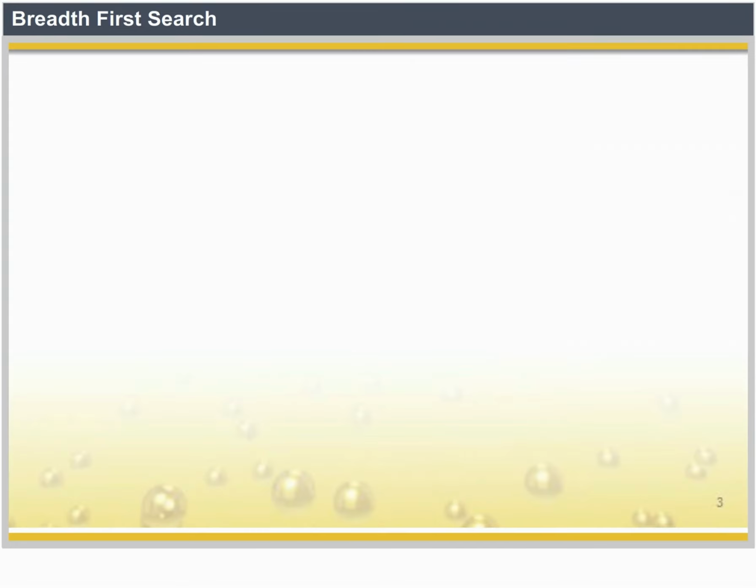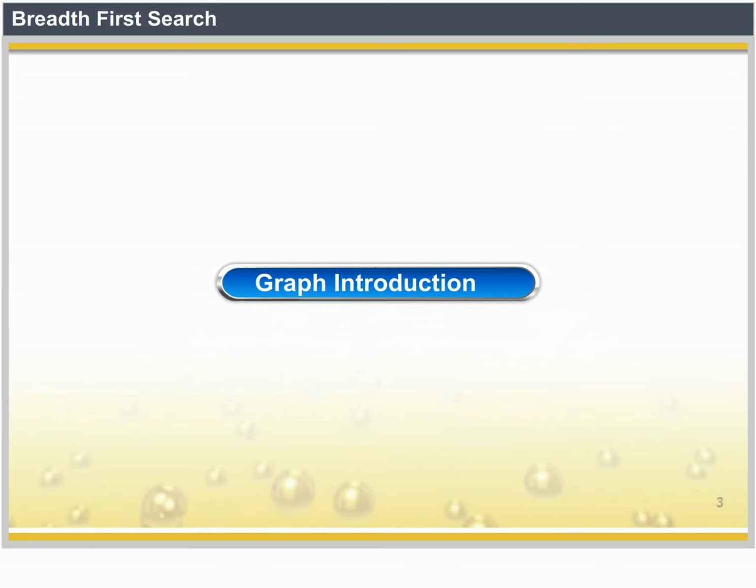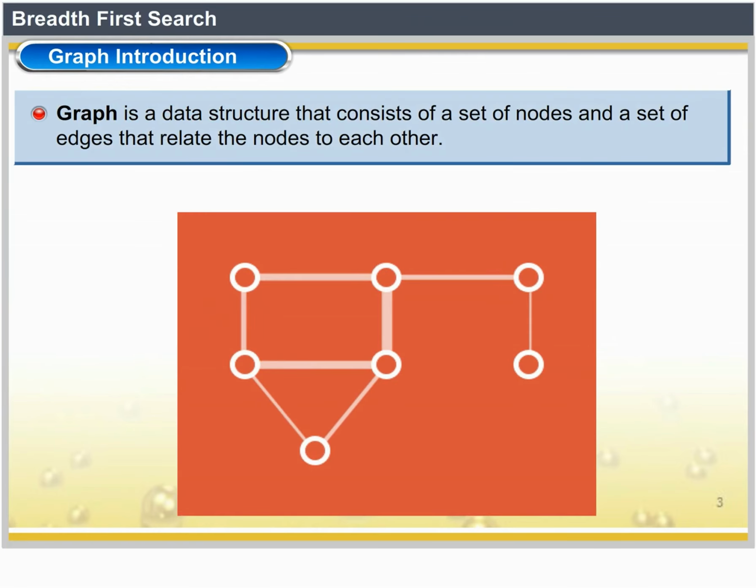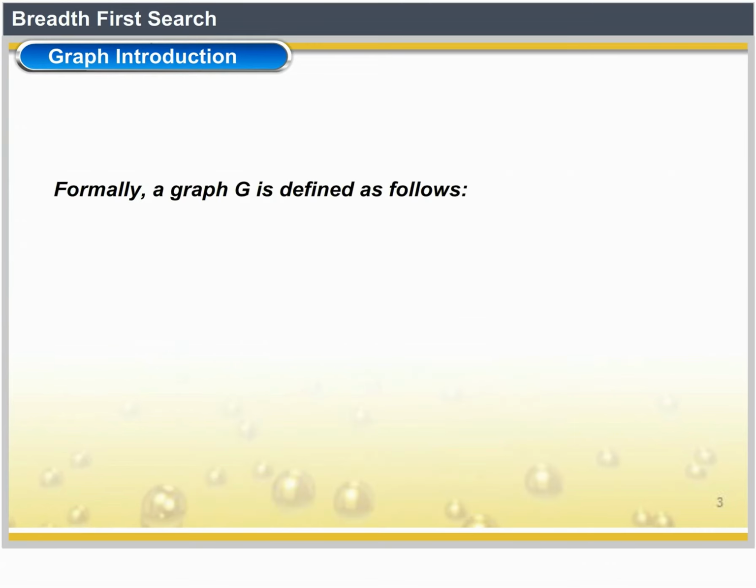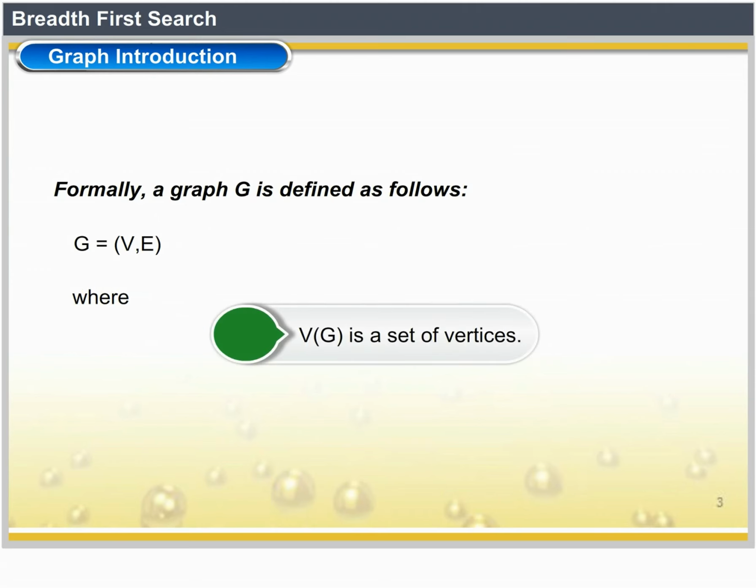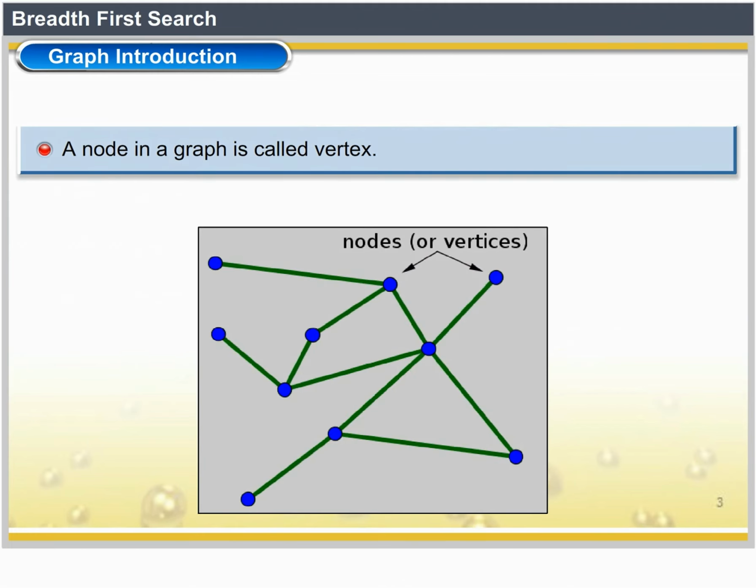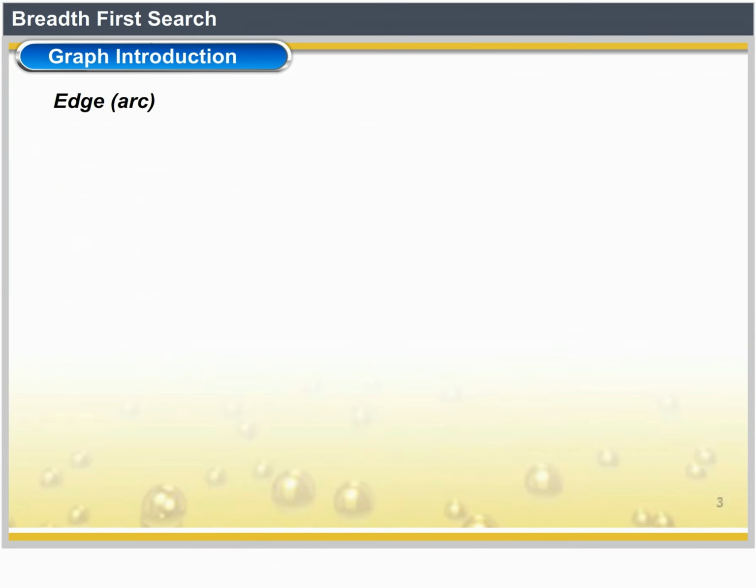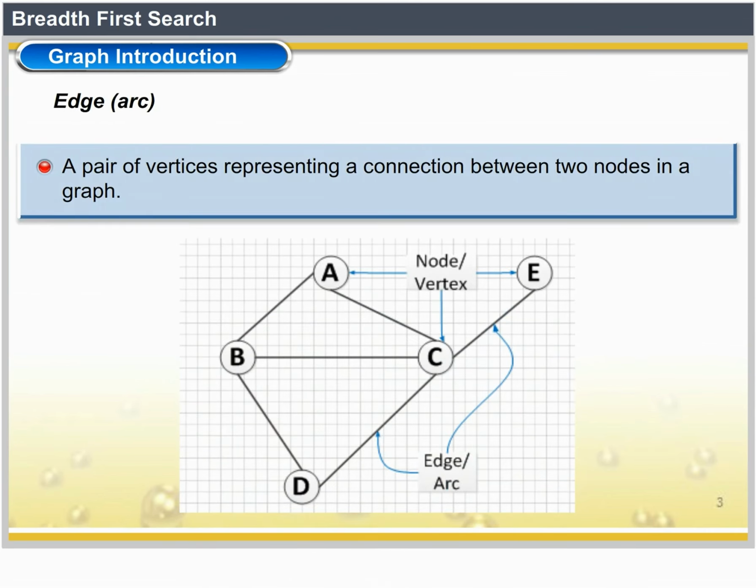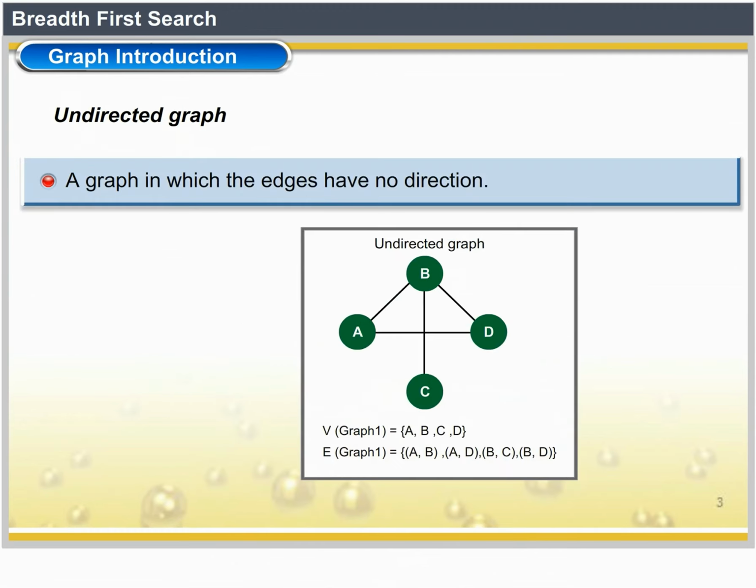Breadth first search. Graph introduction. A graph is a data structure that consists of a set of nodes and a set of edges that relate the nodes to each other. Formally, a graph G is defined as follows. G equals (V, E), where V of G is a set of vertices and E of G is a set of edges. Vertex: a node in a graph is called a vertex. Edge, arc: a pair of vertices representing a connection between two nodes in a graph. Undirected graph: a graph in which the edges have no direction.